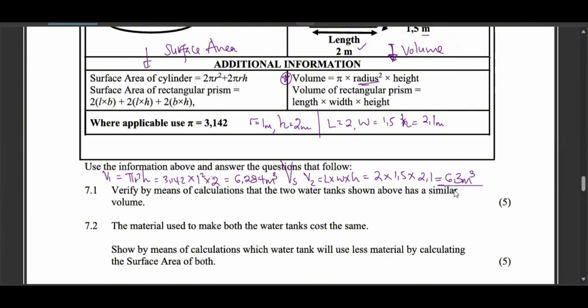Now, take note. This one is to 1 decimal place. Guess what's going to happen? Also make this one to 1 decimal place. All right? This to 1 decimal place will also become 6,3. And you're done with your question. So they're saying, verify by means of calculation that the 2 water tanks shown above have a similar volume. Indeed, they both have a similar volume: 6,3 meters cubed, 6,3 meters cubed. We are proving that, it's done.